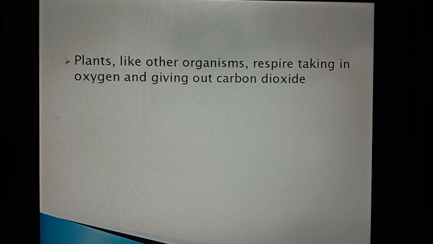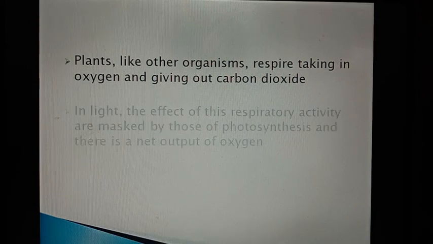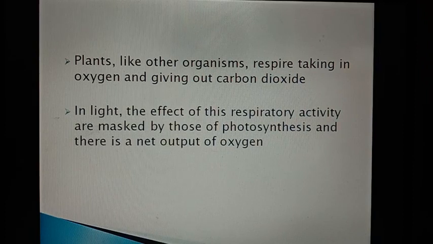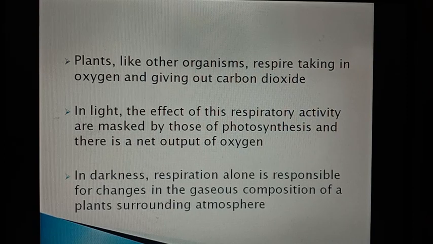Plants, like other organisms, respire, taking in oxygen and giving out carbon dioxide. In light, the effects of this respiratory activity are masked by those of photosynthesis, and there is a net output of oxygen. Whereas in darkness, respiration alone is responsible for all changes in the gaseous composition of a plant's surrounding atmosphere.